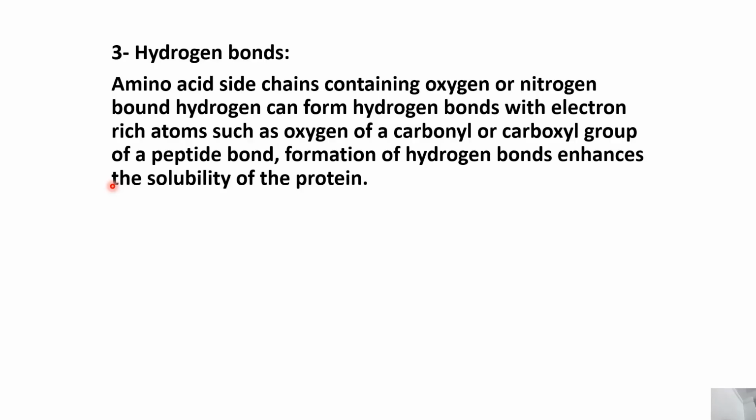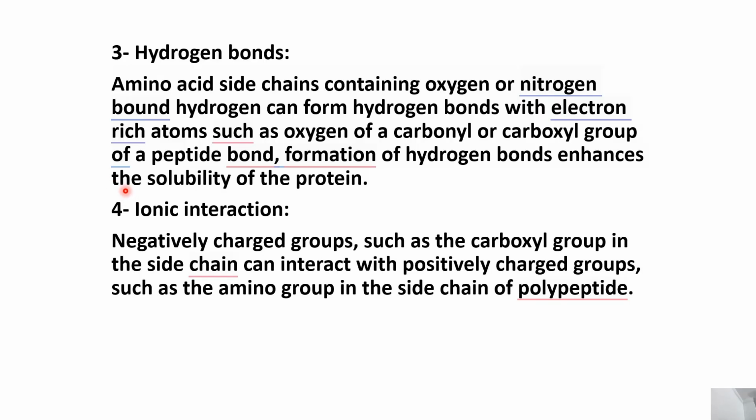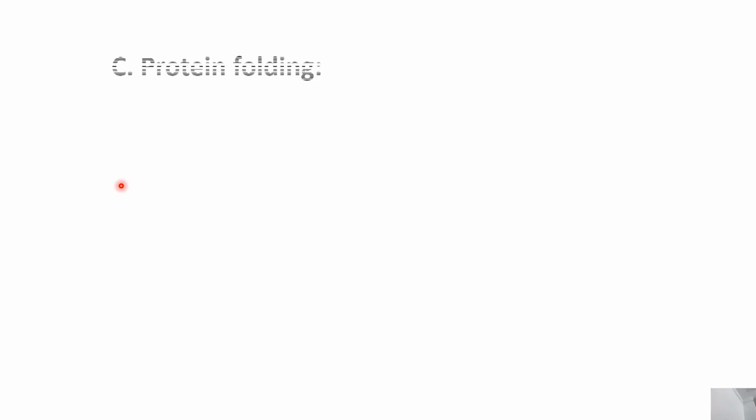Now, amino acid side chains containing oxygen or nitrogen-bound hydrogen can form hydrogen bonds with electron-rich atoms such as oxygen of a carbonyl or carboxyl group, right? Of a peptide bond. Formation of hydrogen bonds enhances the solubility of the protein. Now, ionic interaction: negatively charged groups such as the carboxyl group in the side chain can interact with positively charged groups such as the amino group in the side chain of a polypeptide.